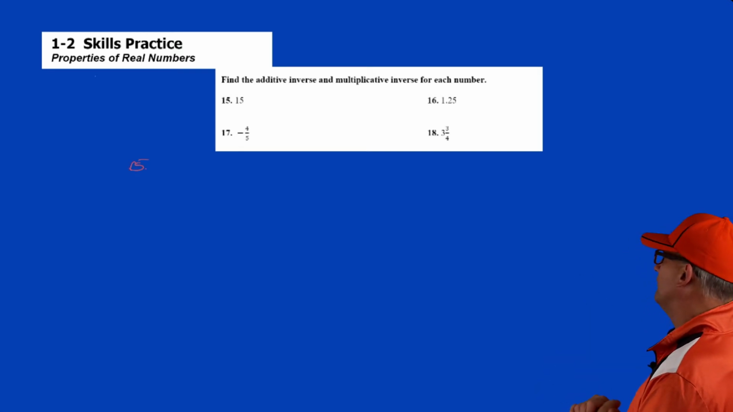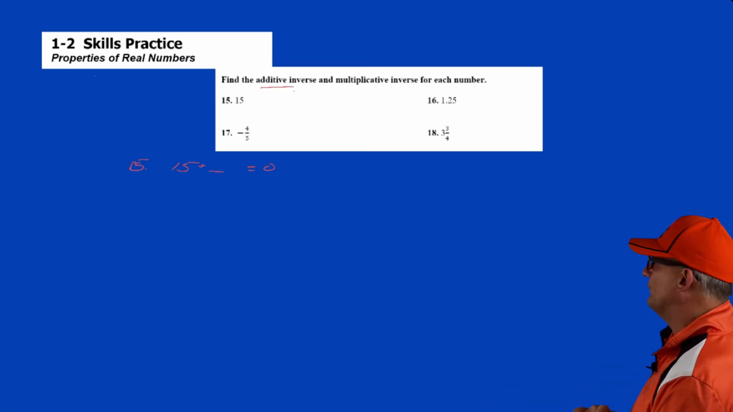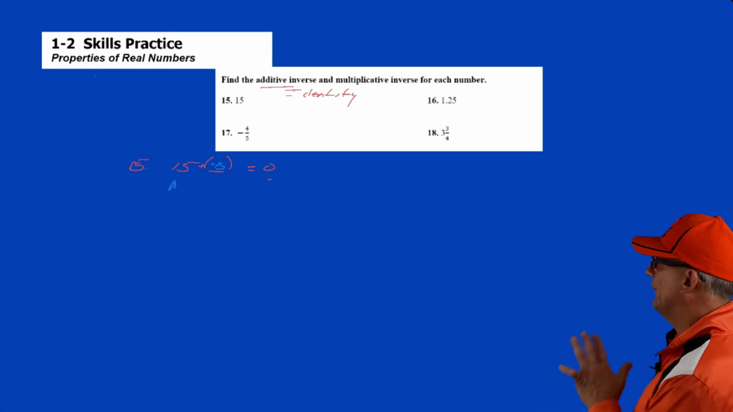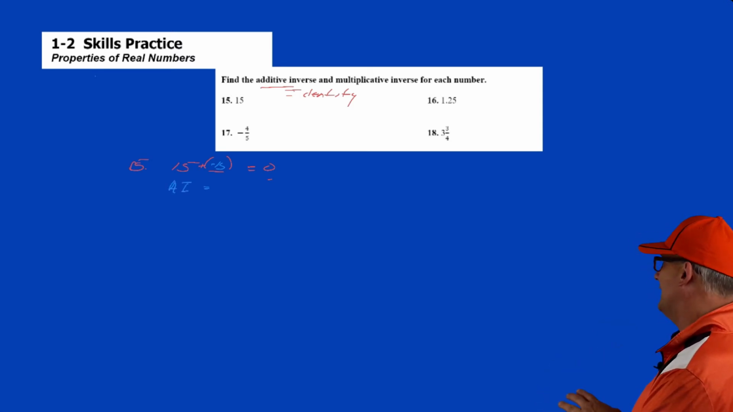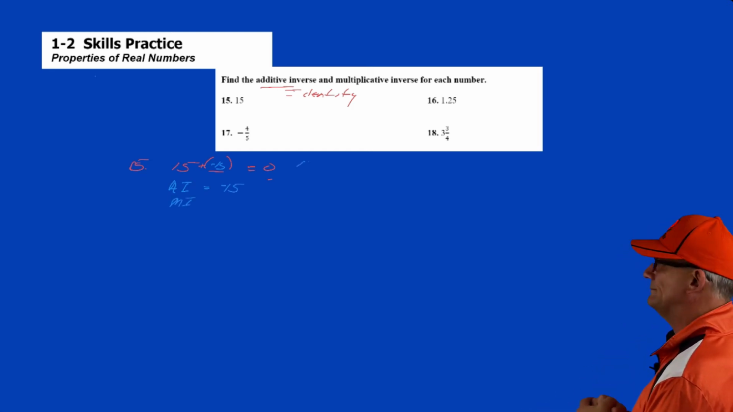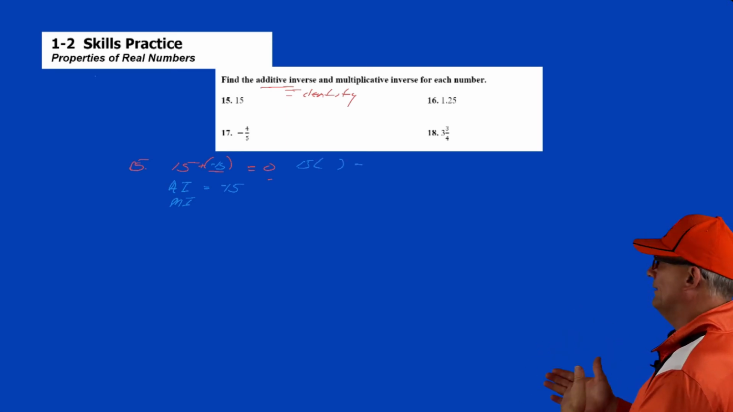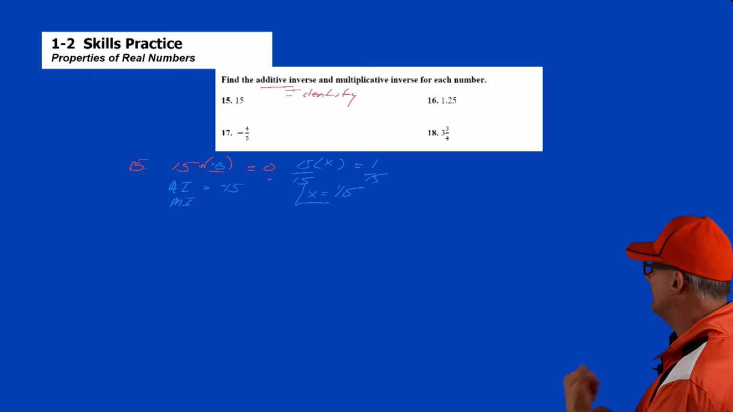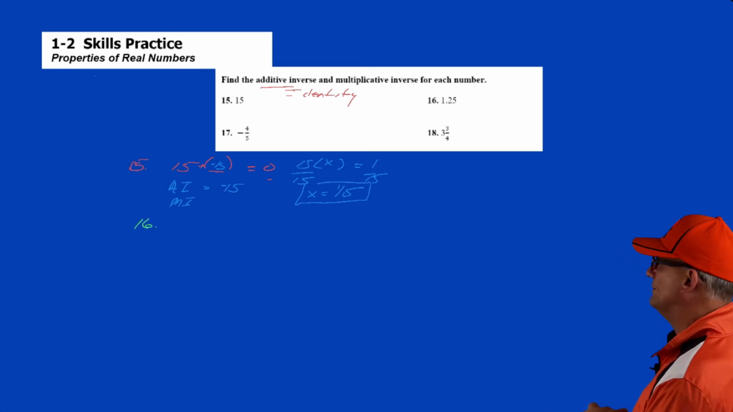All right, find the additive and multiplicative inverse for each number. Well, that's pretty straightforward. The additive inverse is whatever you're going to add to get it to equal 0. So if you have 15, you're going to add negative 15. Pretty straightforward. So the additive inverse of 15 is negative 15. Now, what are we going to do to 15 to get it to equal 1? 15 times what? Well, the inverse. So if it's 15 over 1, we're going to multiply it by 1 over 15 to get it to equal 1. So the multiplicative inverse is 1/15. That's what you would multiply by to get to 1.